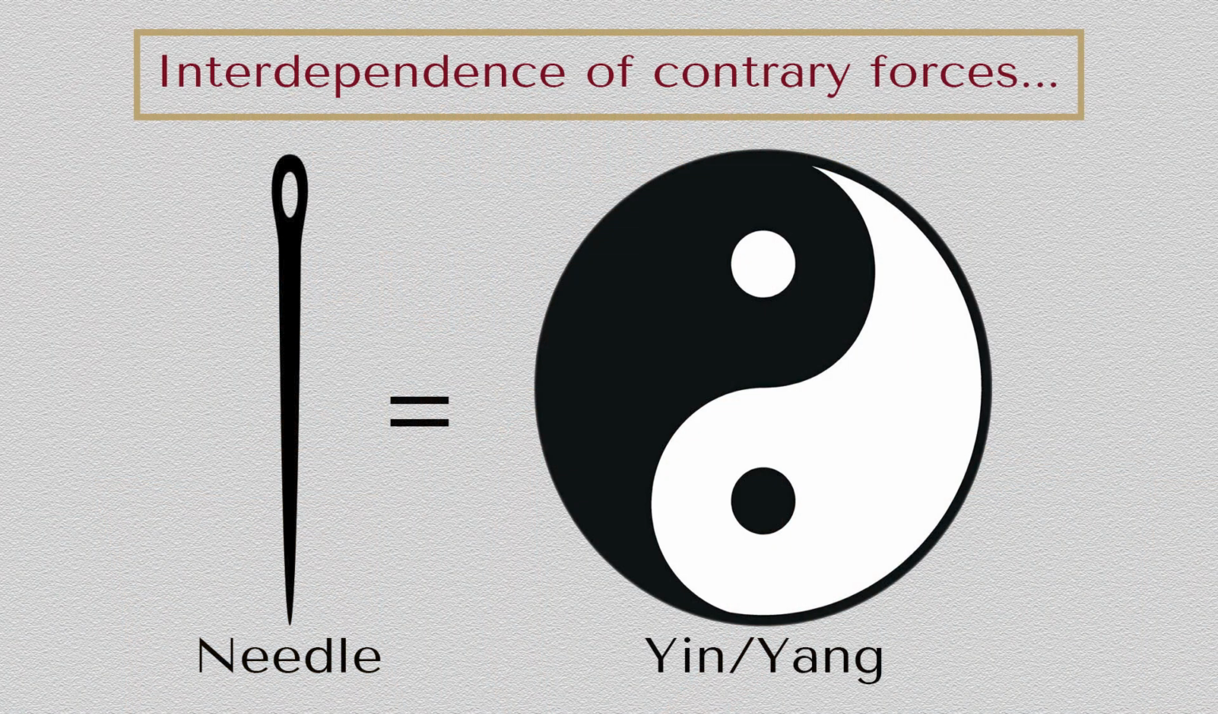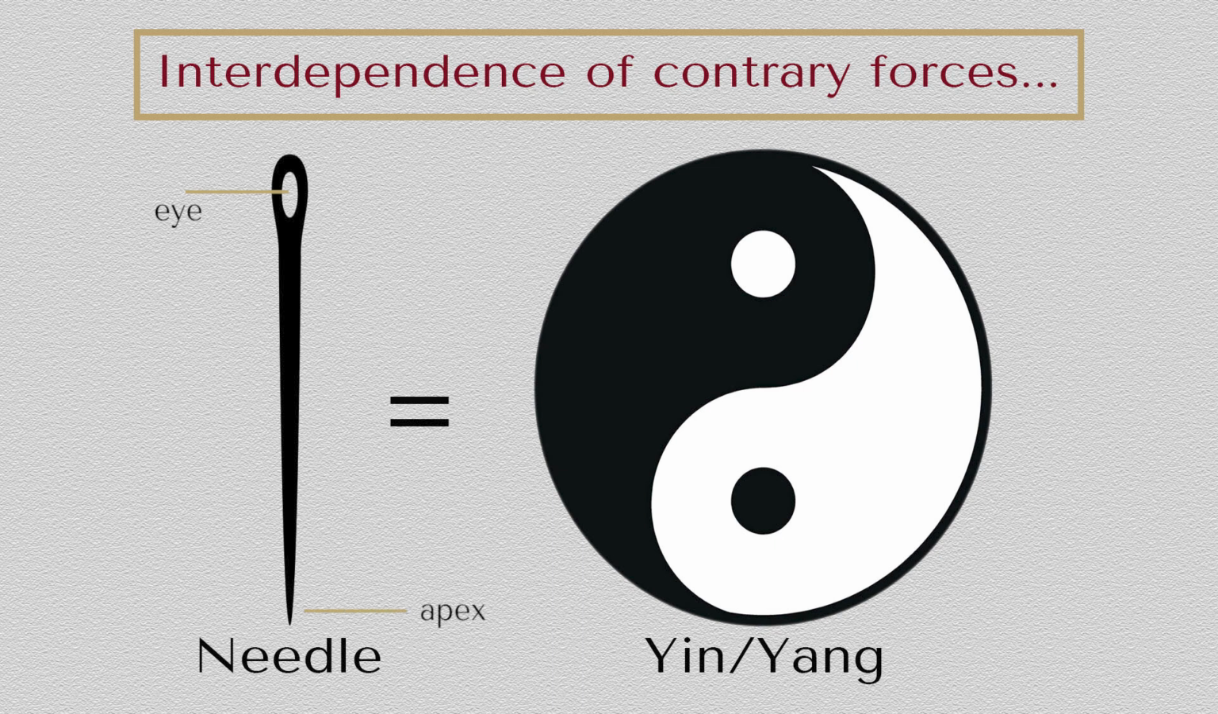We began by discussing the symbolism in the title, Theater of the Needle. We determined that the needle is a symbol for the yin and yang, and we defined the yin and yang as representing the interdependence of contrary forces. We also touched on the idea that the needle is broken up into a male and female part, the eye being the female and the point or apex being the male.